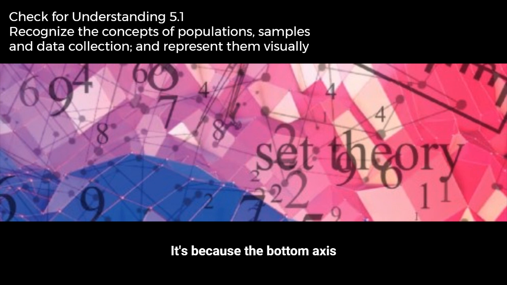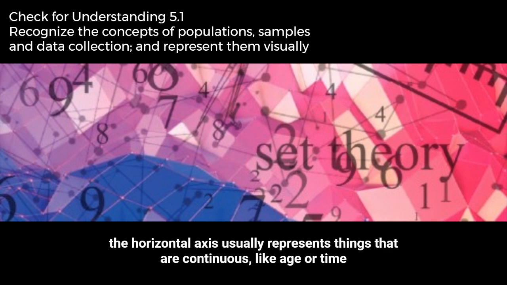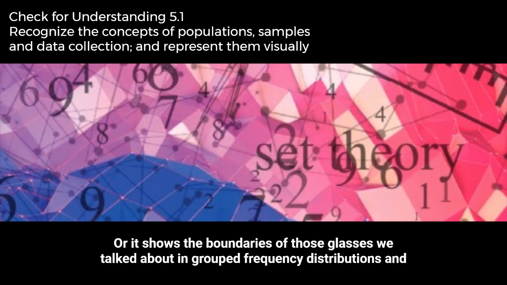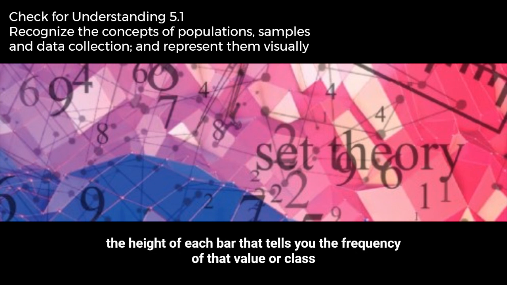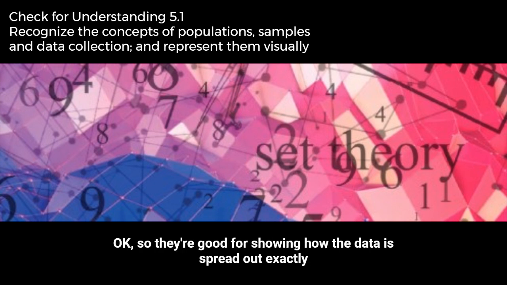It's because the bottom axis, the horizontal axis, usually represents things that are continuous, like age or time, or it shows the boundaries of those classes we talked about in grouped frequency distributions. And the height of each bar tells you the frequency of that value or class. Okay, so they're good for showing how the data is spread out.